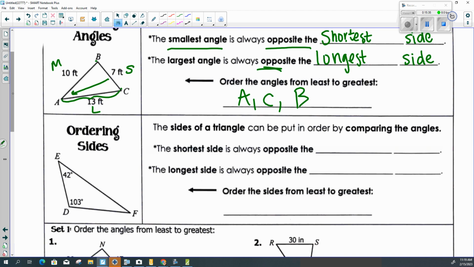Okay, this one that says ordering sides is the same idea. Allie, will you read the sentence that's on the top of that box, the ordering sides box? The sides of a triangle can be ordered by comparing them. All right, you might notice though, we are missing an angle. So I don't know if it's small, medium, or large because I don't know F. Carlos, how do I find the measure of angle F?